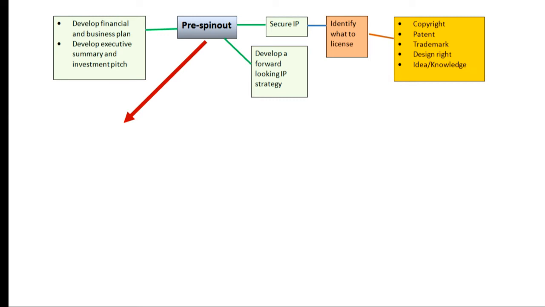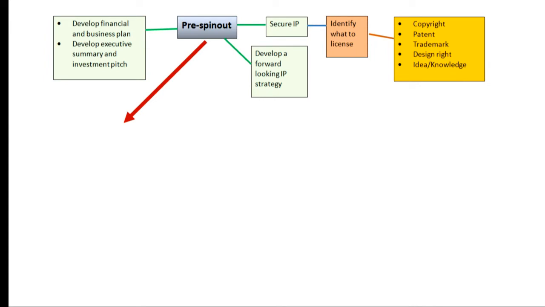This slide talks about what you need. For example, pre-spin out: you need intellectual property. You need to talk to the professor, or if it's your own, then that's fine. That's your pre-spin out. One of the requirements is that you have secured the IP. IP is in hand, patents have been filed, and you have a forward-looking IP strategy as well, identifying what licenses, copyrights, patents, all this stuff. These are pre-requirements. It means you should have a patent in hand.